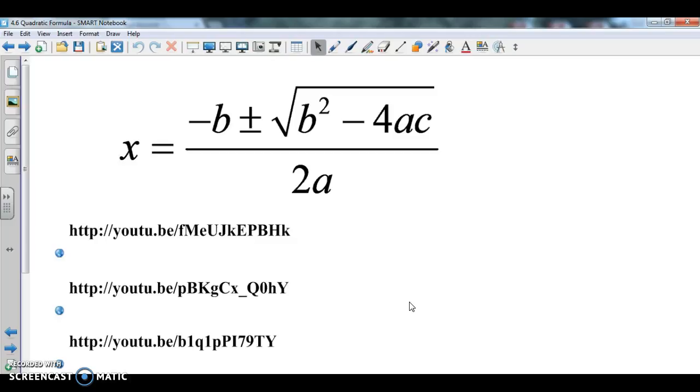So you'll want to learn the song, and it goes x equals negative b plus or minus the square root of b squared minus 4ac all over 2a. So I will play some videos for you so you can practice singing it as well.